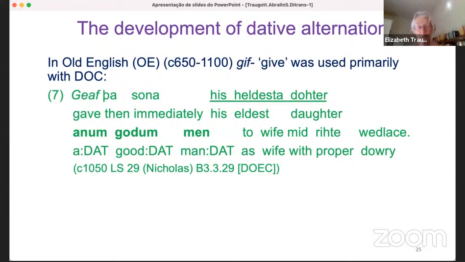That is the normal way in which you give in Old English, and it doesn't matter whether you have a full noun phrase or you have a pronoun. This clearly has a full noun phrase in a recipient double object construction. The word order is different from modern English, but that doesn't matter for this purpose. What we're looking at is that this is a double object construction.